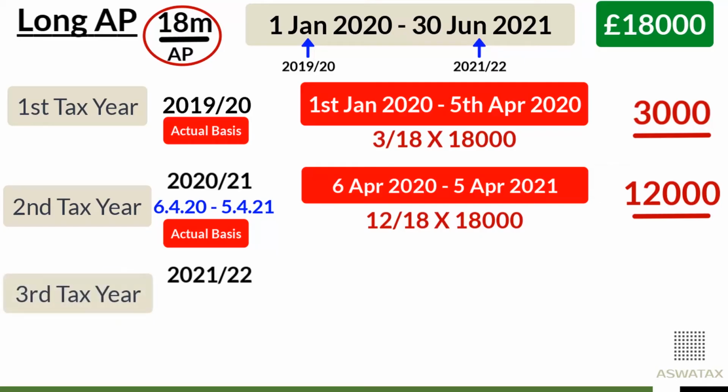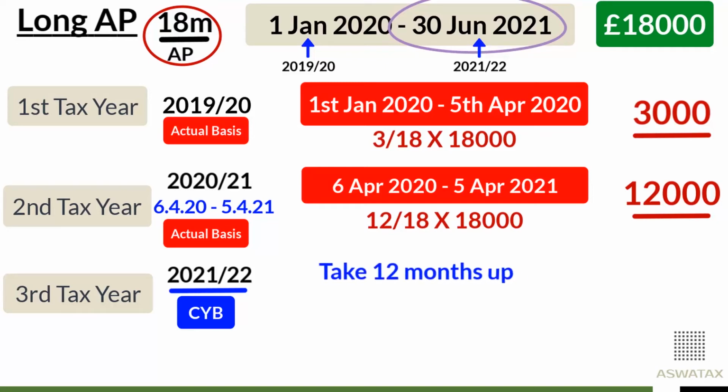That's when we come on to our third tax year, okay, which is 21-22. And do we have an accounting period ending in this tax year? Yes, we do. We go back to the current year basis. How do we look at the current year basis? You look at the end of the accounting period, so 30th June 2021, and you take 12 months, as we say, we have to tax 12 months of profits. You take 12 months up to 30th June 2021. So that would be from 1st July 2020 to 30th June 2021.